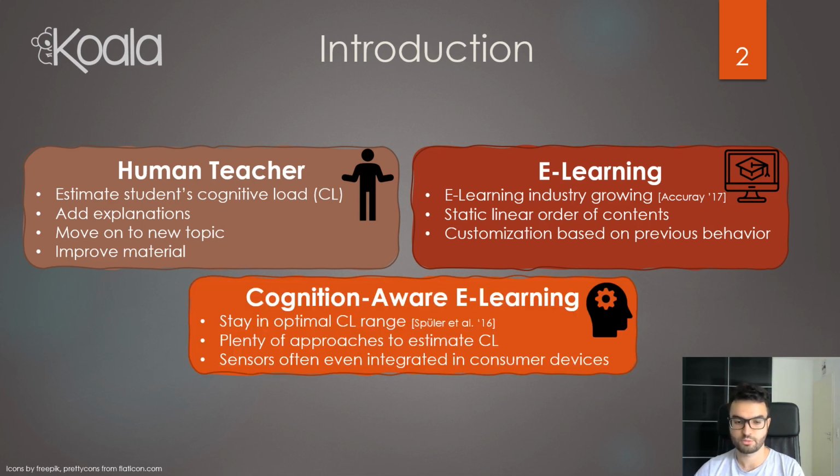So the literature proposed the concept of cognition-aware e-learning, where the goal is that students stay in the optimal range of cognitive load to facilitate learning. And they propose plenty of approaches to estimate cognitive load, for example, based on consumer devices or on EEG sensors.